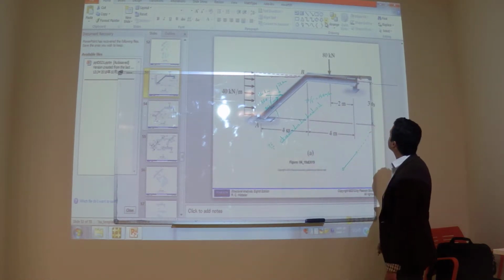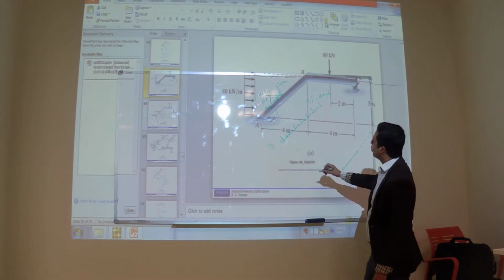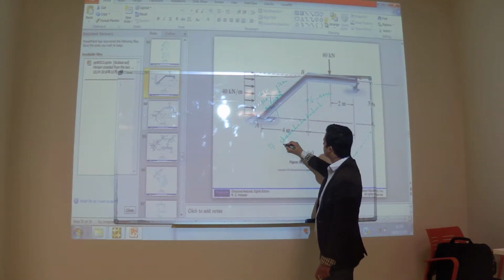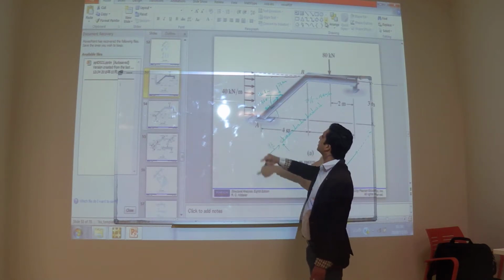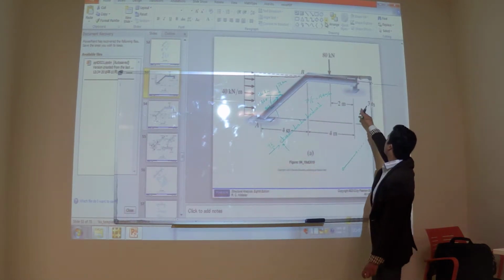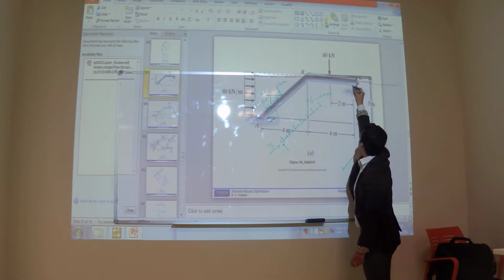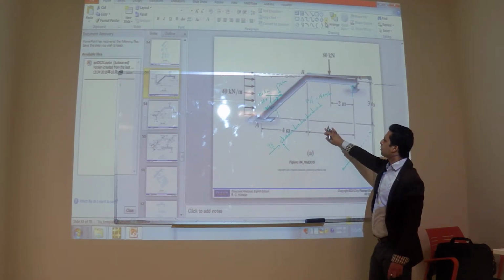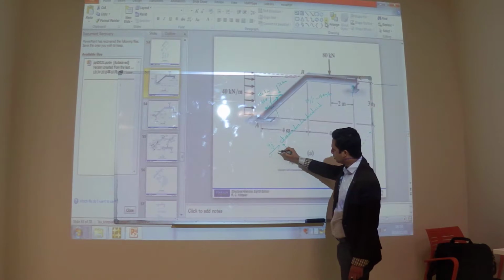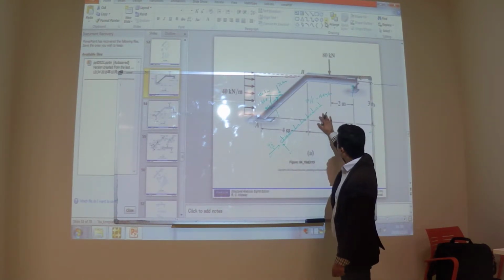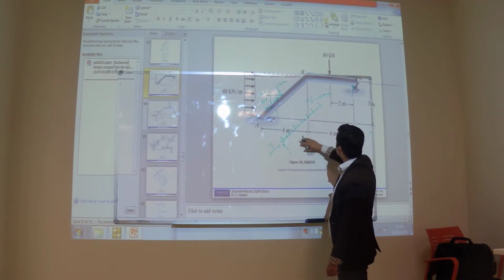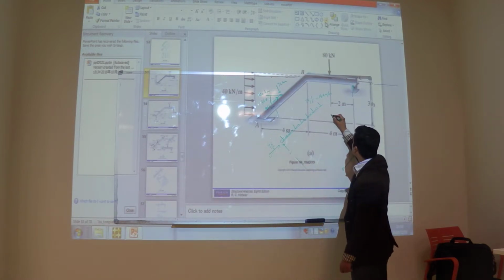Now you have two reactions. One is here, another is here, like this. It's a pin and it's a roller. So now you know this reaction, you know this value, you know this value. Now you can first bring this member into equilibrium, or you can draw the shear force and the bending moment diagram this way.